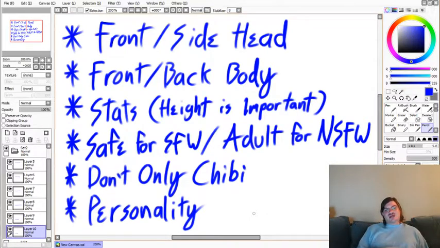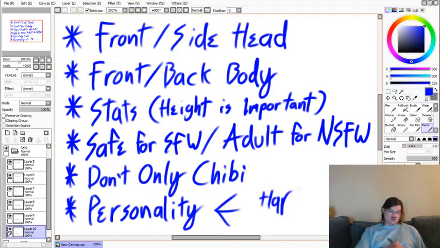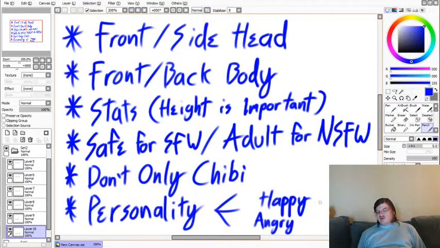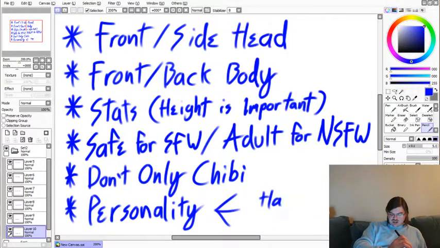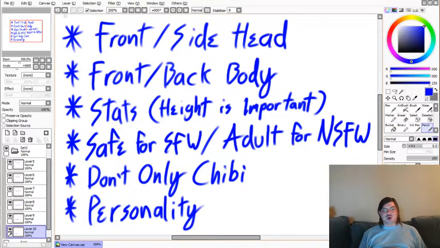What I mean by personality right here is, is your character happy most of the time? Is your character a sad person? Are they angry at the world? Are they a jerk with a heart of gold? Are they tsundere? Include a personality archetype. And the main reason for this is because personality can be very easily conveyed in poses.